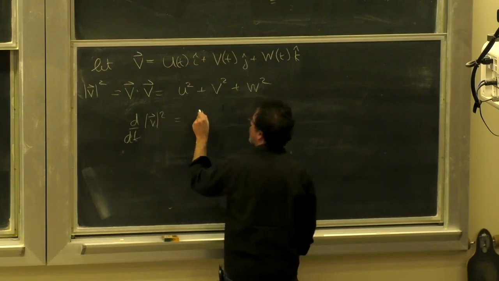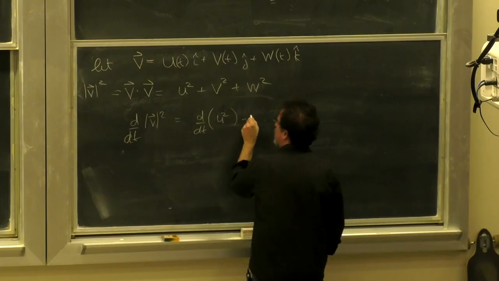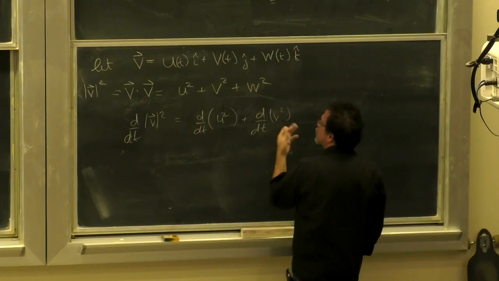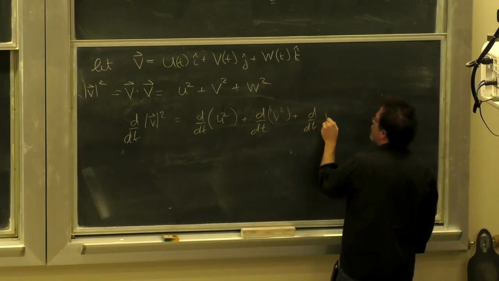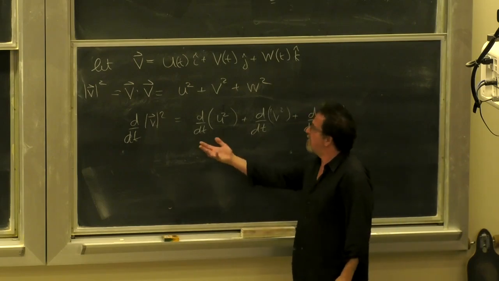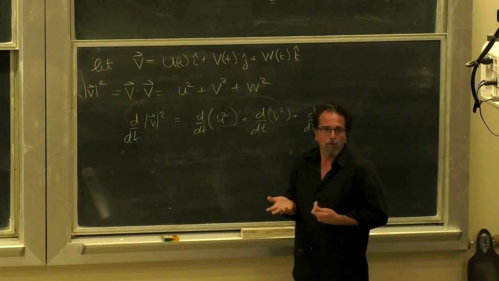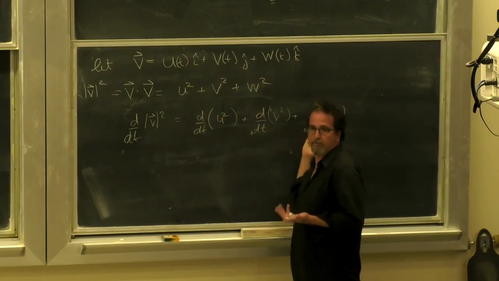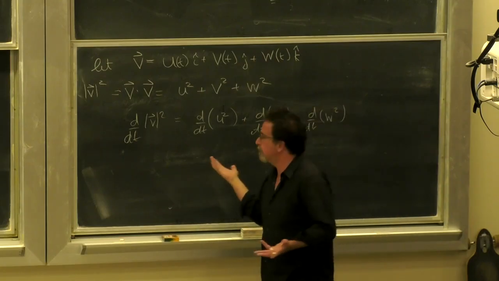That's the time derivative of u squared, which is a function of t, plus the time derivative of v squared, which is a function of t, plus the time derivative of w squared, which is a function of t. Now, I've skipped a step here, right? I've distributed the time derivative over each of these terms of the sum, but you know the derivative of a sum is the sum of the derivatives. Okay? You've proven that in Calc 21a.